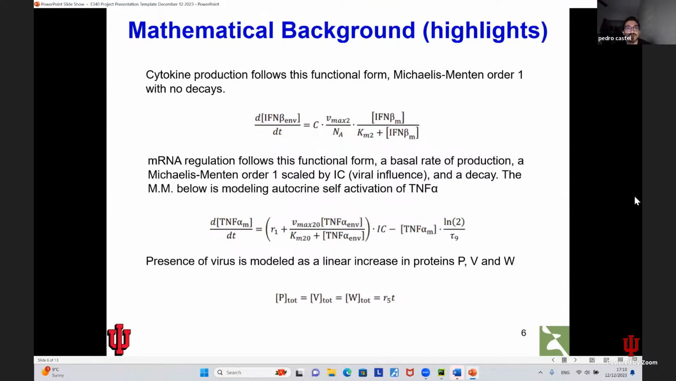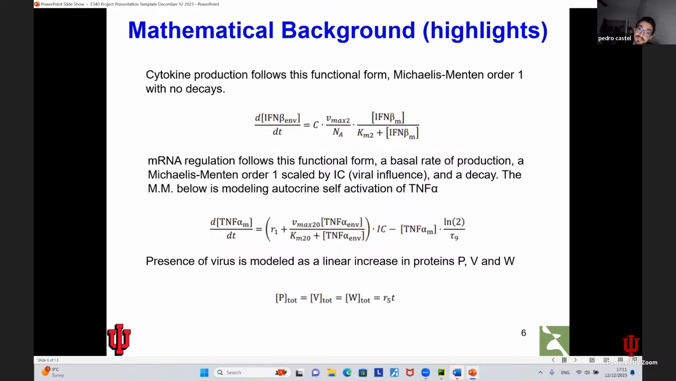So there are many equations. There are 14 equations. I decided to explain 2 of them because the others are very similar. So the first one is the production of interferon beta, which is basically a Michaelis-Menten equation.